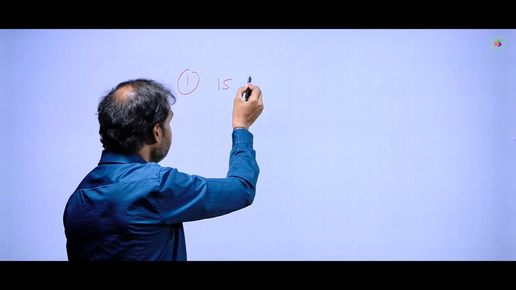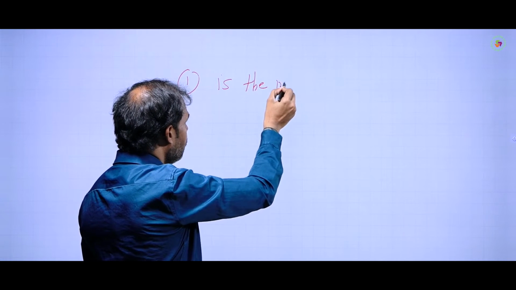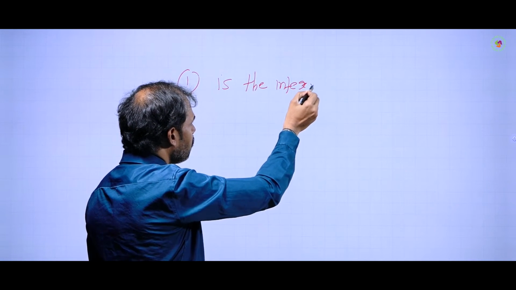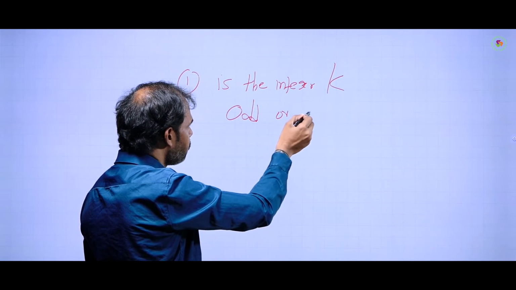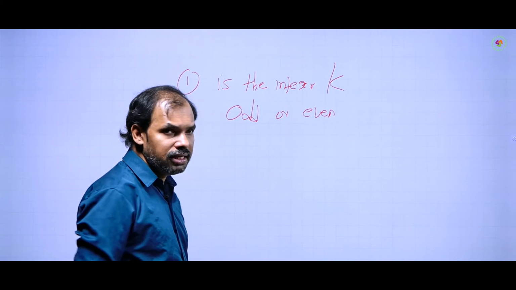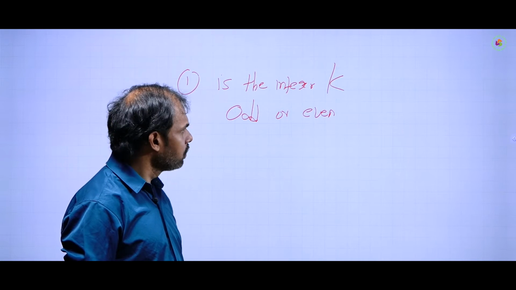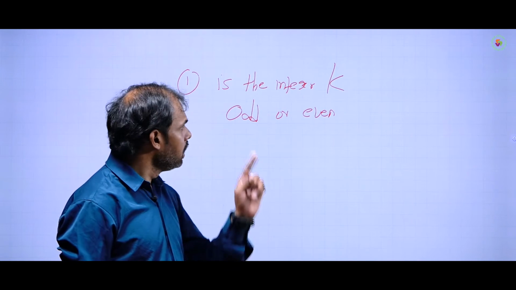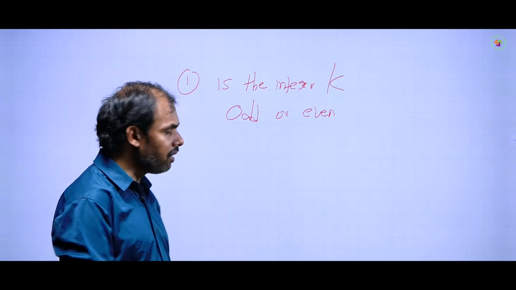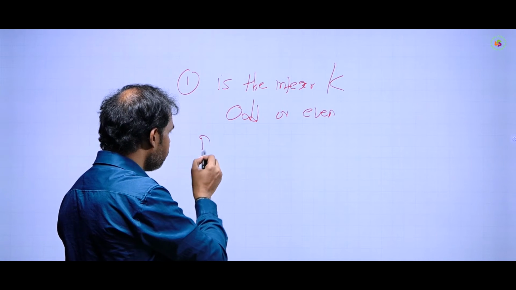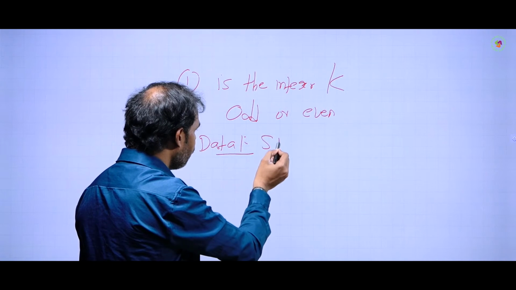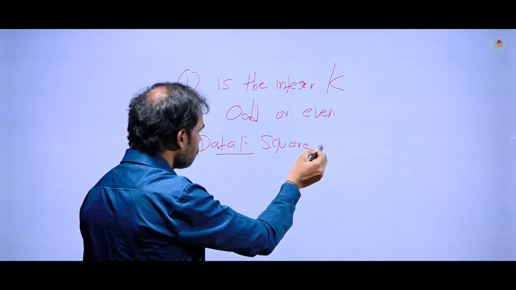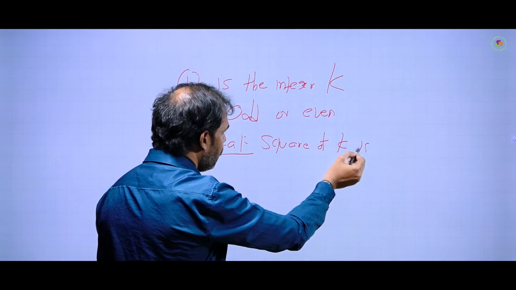Is the integer k odd or even? This is a very very important question. Is the integer k odd or even? Data 1: square of k is odd.